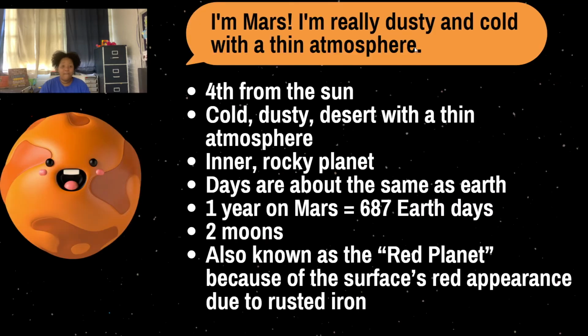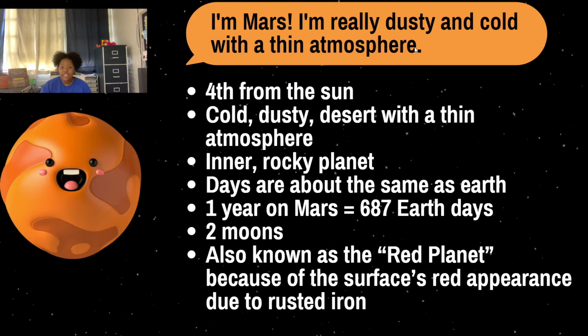Next, we have Mars. Mars is really dusty and cold, and it has a pretty thin atmosphere, so not a lot of protection in that atmosphere. It is 4th from the sun. It's also an inner rocky planet. The days are about the same amount of time as they are here on Earth, so approximately 24 hours. But 1 year on Mars equals 687 days on Earth. So their years are about twice as long as ours.